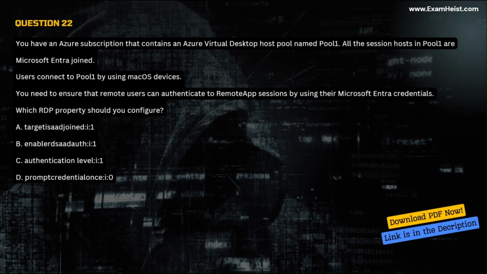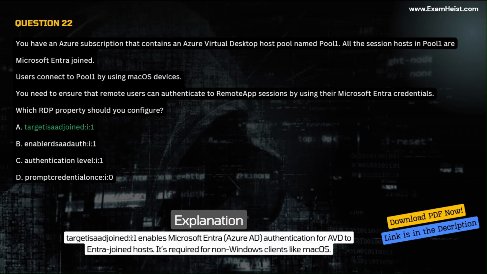Which RDP property should you configure? A. targetisaadjoined:i:1. B. enablerdsaadauth:i:1. C. authentication level:i:1. D. promptcredentialonce:i:0. Correct answer A. targetisaadjoined:i:1. Explanation. targetisaadjoined:i:1 enables Microsoft Entra, Azure AD, authentication for AVD to Entra joined hosts. It's required for non-Windows clients like macOS.